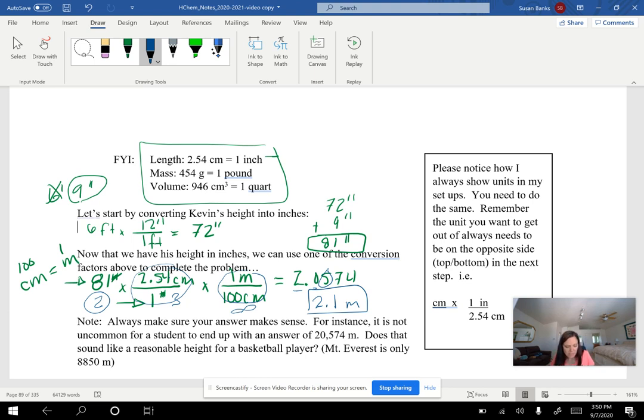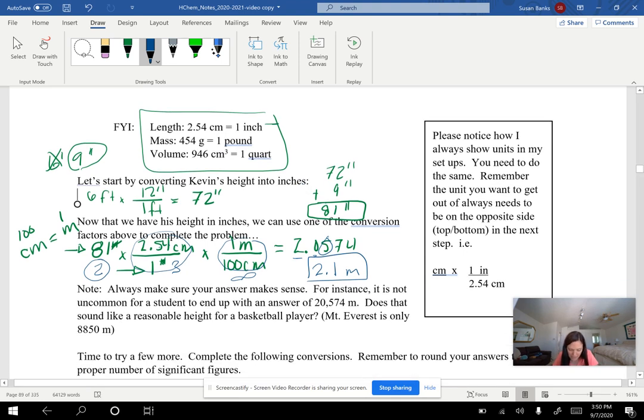Okay? Now, the next thing I want you to do is do a gut check. Note, always make sure that your answer makes sense. For instance, it is not uncommon for a student to end up with an answer of 20,574 meters. Does that truly sound like a reasonable height for a human being? Mount Everest is only 8,850 meters tall. So you're telling me that a human being is more than twice the size of Mount Everest? Remember, do that gut check. Make sure your answer makes sense.